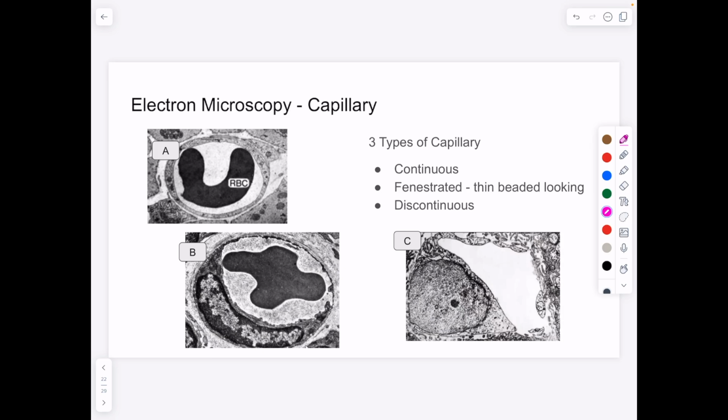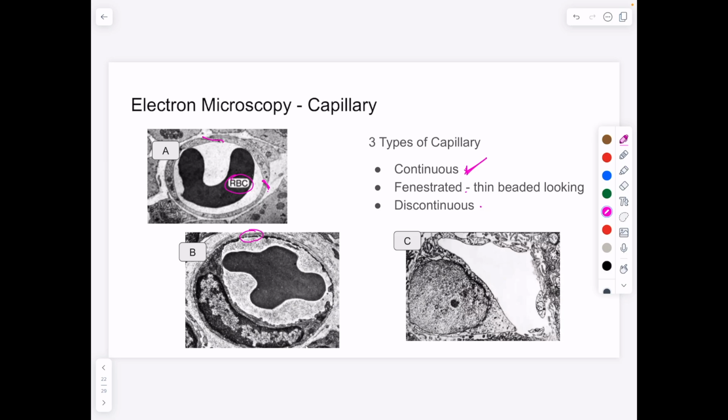All right, we're almost done. This is our electron microscopy. We said we had 3 types of capillary: continuous, fenestrated, and discontinuous. So this one, again, it's hard to see these in light microscopy unless there's a red blood cell inside of it. Why? Well, the red blood cell is basically the size of the capillary, right? It's filling up the entire thing. But notice how we can see some tight junctions here, but there's no clear holes, right? So this is continuous.